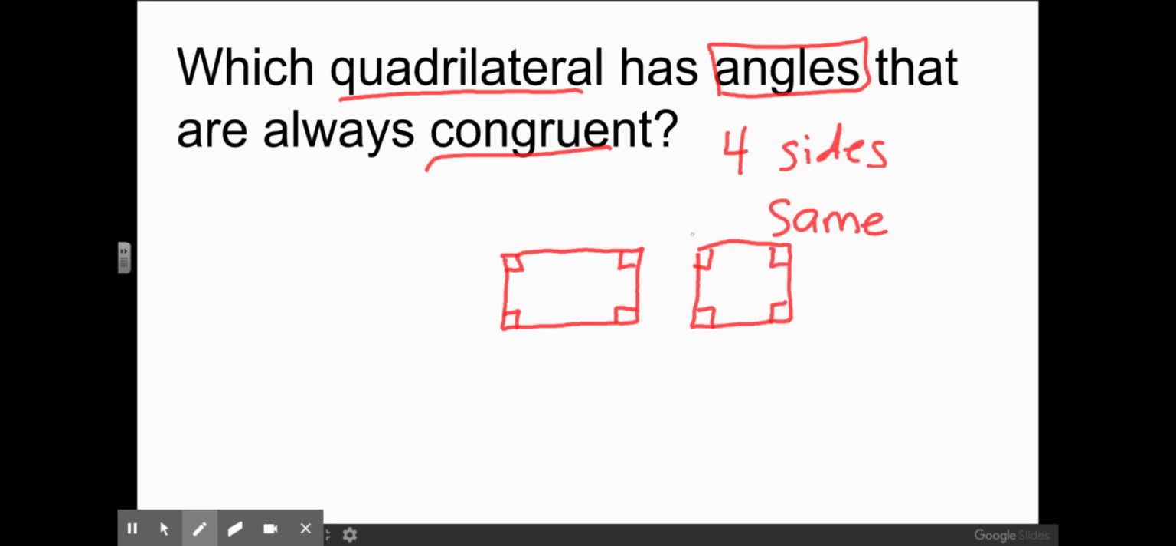Now, we could say a rectangle and a square, but it only wants one quadrilateral. Otherwise, it would say which quadrilaterals. So are we going to call this shape a rectangle or a square? Well, we should call it a square because remember that a square can also be a rectangle. So if we call it a square, we're covering rectangle also.